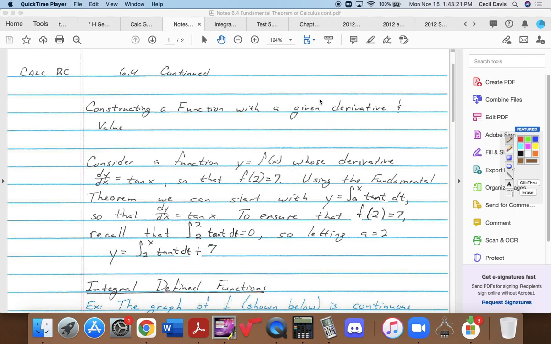All right. So one of the things you can use the first part of the fundamental theorem for is making a function given a derivative and a value. So for example, consider the function y equals f of x whose derivative, dy/dx, is tangent x, so that f of 2 is equal to 7.